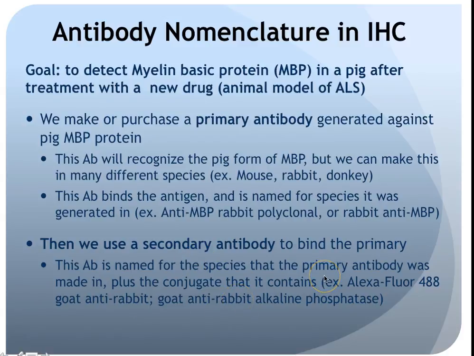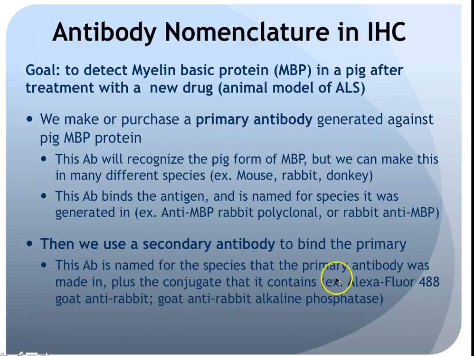And you might see it written a bunch of different ways. For example, it could say Alexa Fluor 488 goat anti-rabbit. Sounds confusing, right? What this means is that it is anti-rabbit, so it's going to recognize a rabbit antibody. The goat part means that this one was made in a goat. So what they did is they took a goat and injected it with rabbit immunoglobulins. So any type of antibody, doesn't matter what it is, any rabbit immunoglobulin, this is going to recognize, including the one that we made against myelin basic protein. You get it? Alexa Fluor is just the conjugate that's on the secondary.